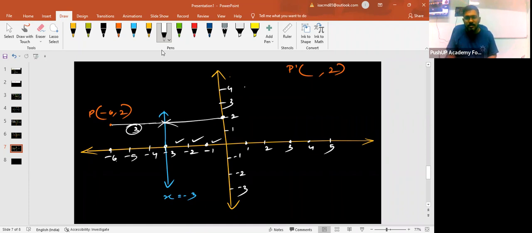So yes, you got the coordinate P dash. Y coordinate is 2 itself, and the x coordinate will be what? 0. Yeah, it is reaching on the y-axis, right? So the x coordinate will be 0. So the answer is P dash 0, comma 2. Are you getting into a good touch with this?